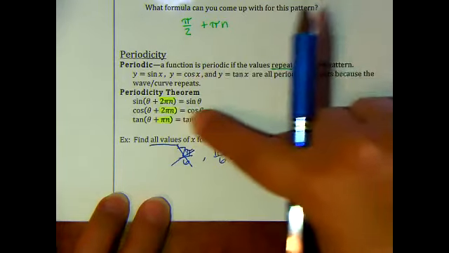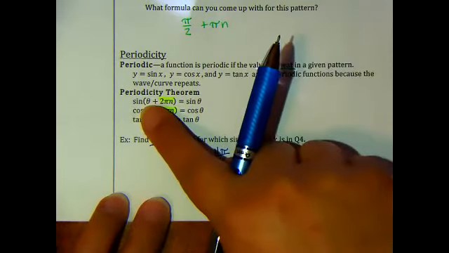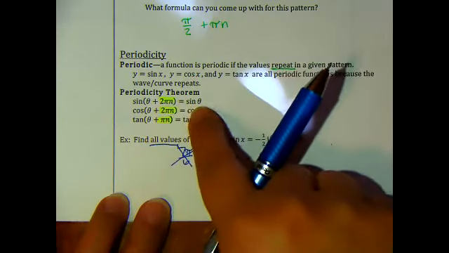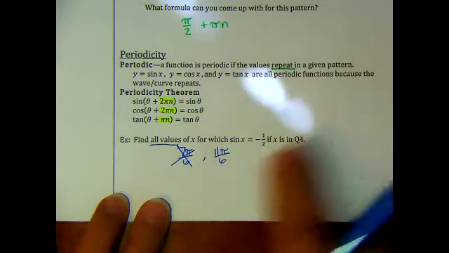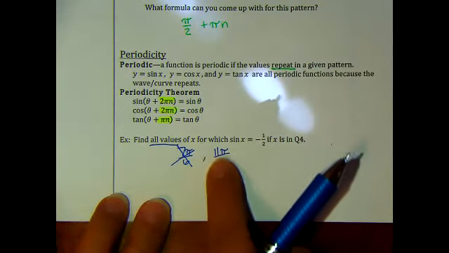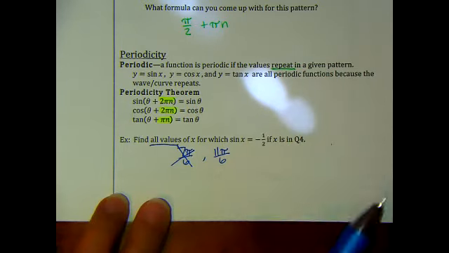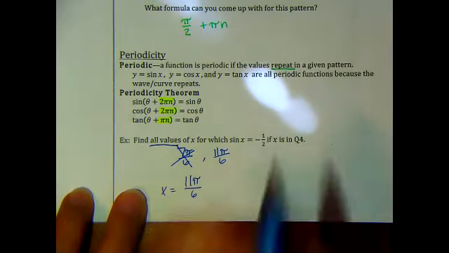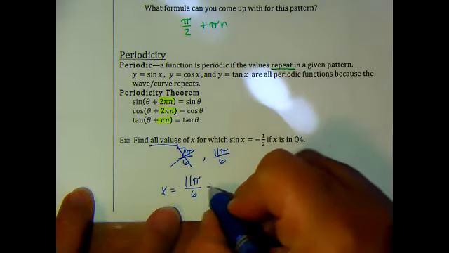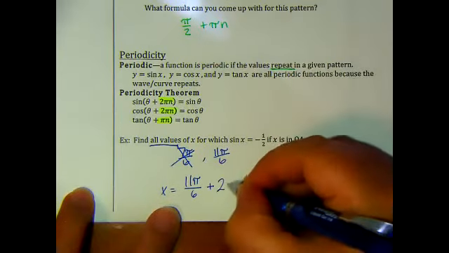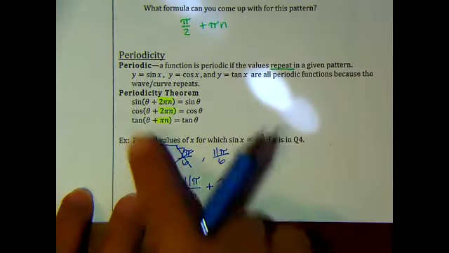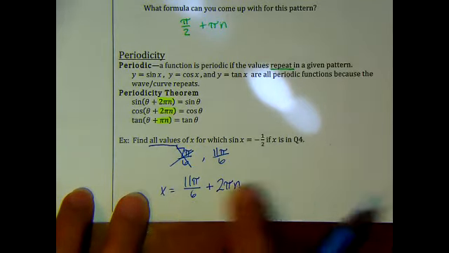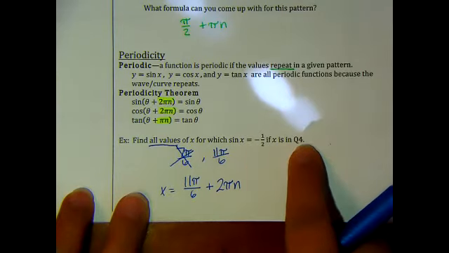So we have to apply the idea that sine of theta plus 2 pi n is equivalent to the same thing. That means that not only is sine of 11 pi over 6 equal to negative 1/2, but so is every value of 11 pi over 6 plus 2 pi n. So sine of every angle that this formula would produce would give me a negative 1/2 in quadrant 4.